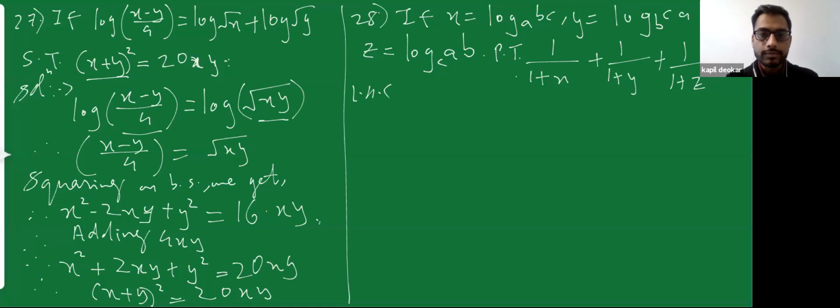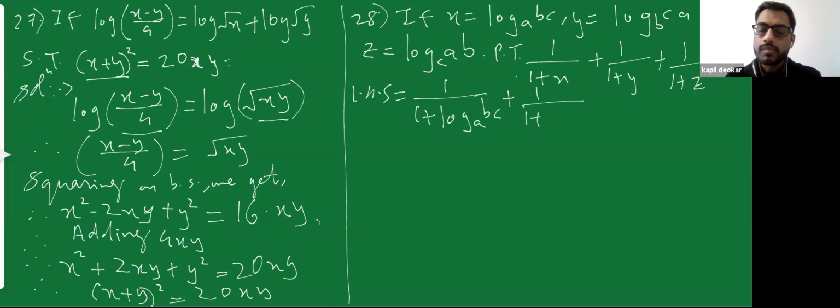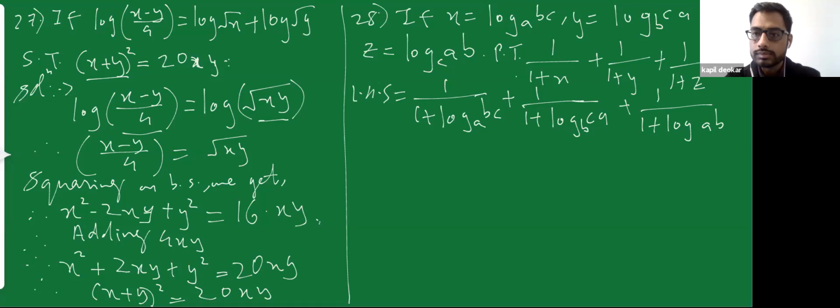So I'll start with my left hand side. Left hand side is 1 upon 1 plus x. But x value is given to me. What is value of x? X is equal to log of bc to the base a, plus 1 upon 1 plus y. What is y value? Log of ca to the base b, plus 1 upon 1 plus z. Z value is also given. Z is log of ab to the base c.